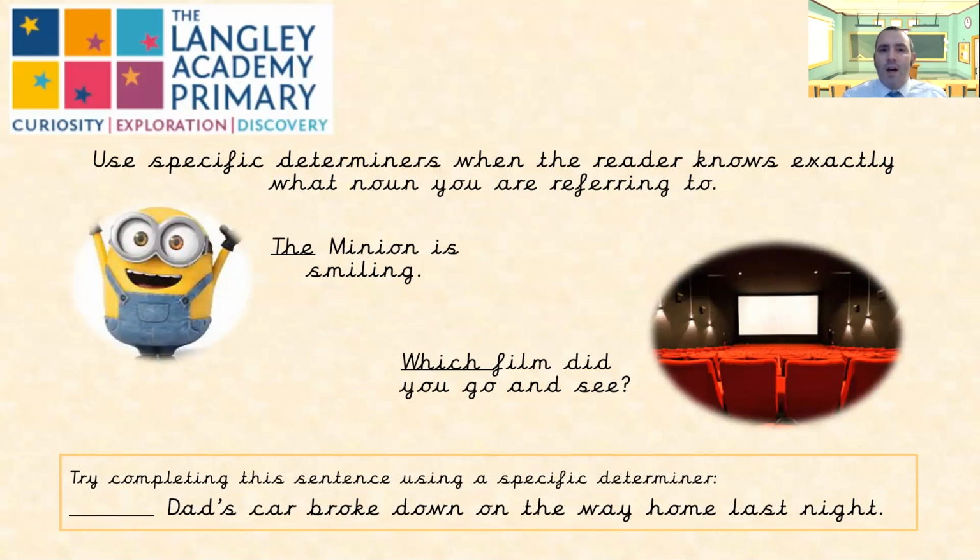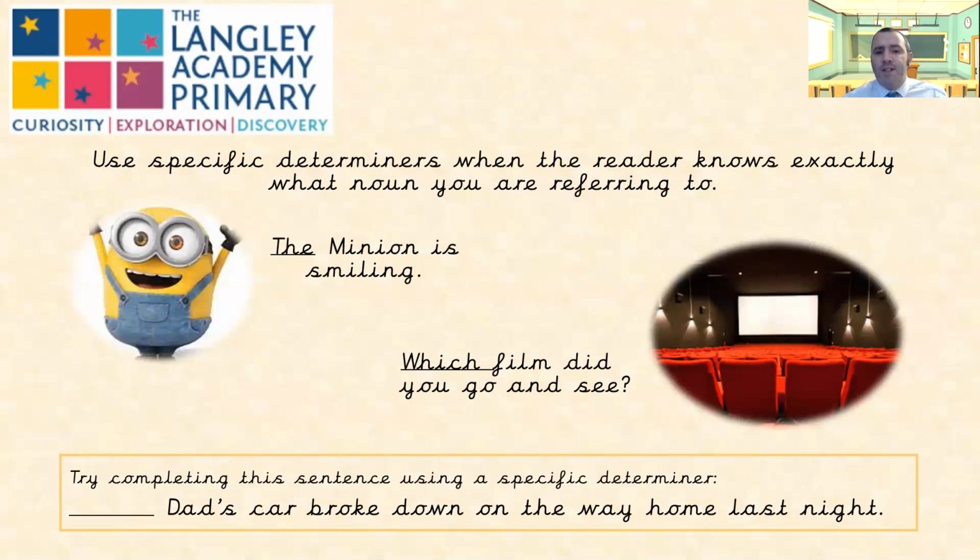So specific determiners are used when the reader knows exactly what you're referring to. So for example, the minion is smiling. We're talking about the minion that's on the screen and we can see he's got a smile. Which film did you go and see? So it's our interrogative determiner. We know someone's gone to see a film, but we don't know which one.